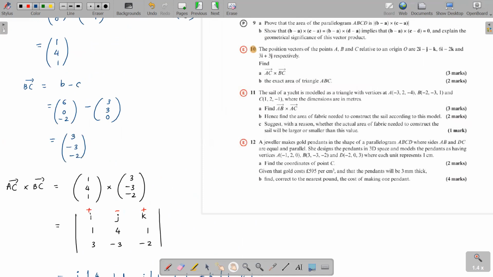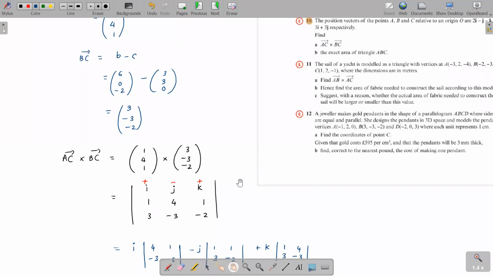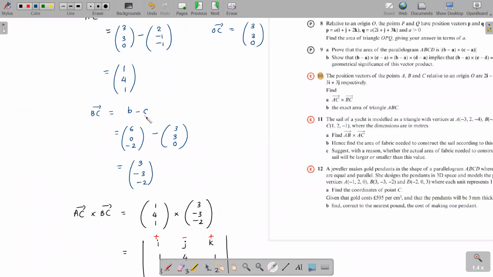Okay. Check on this. Okay, so my BC vector should actually be, this is not B minus C, right? It should be C minus B, isn't it? Should be C minus B. So there's a slight error here. So C minus B, let's fix it.